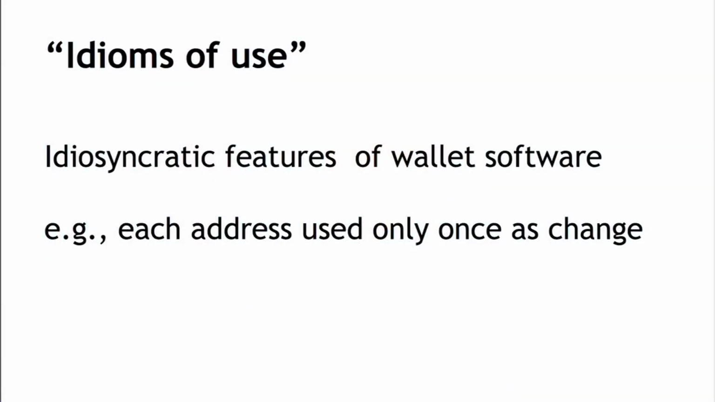The authors call this idioms of use, and they exploit idiosyncratic features of different wallet software. For example, one thing they found is that most wallet software uses an address as a change address only once. This, in fact, seems to follow Bitcoin best practice for anonymity in a sense. If you have a new transaction where you need to create a change address, don't use an address that you've already used before as a change address. Create a new address and use it for this purpose.